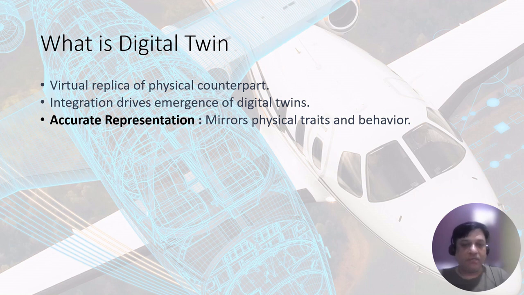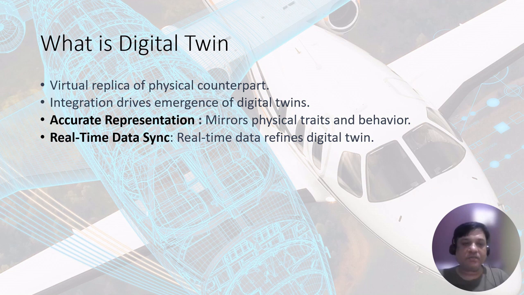So, here are some of the key aspects of digital twin. The first one is accurate representation. So a digital twin is designed to closely monitor or mirror its physical counterpart. This includes not only the object's geometry but also its behavior, performance, and interactions with other objects and the environment.